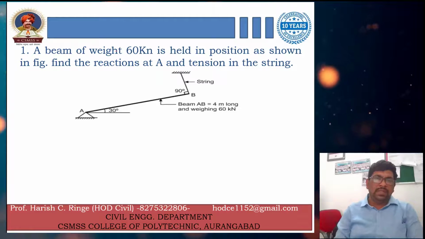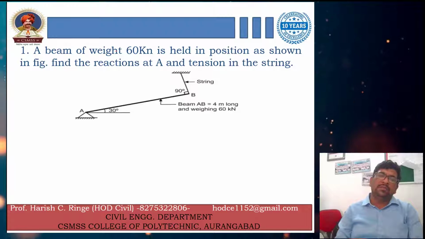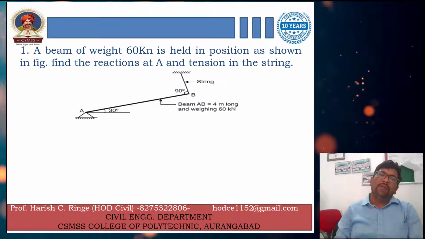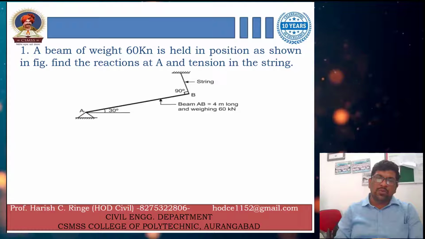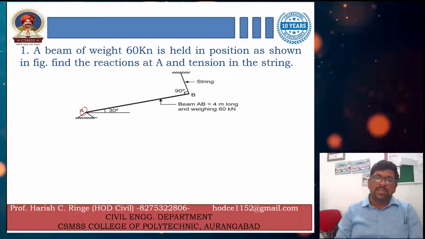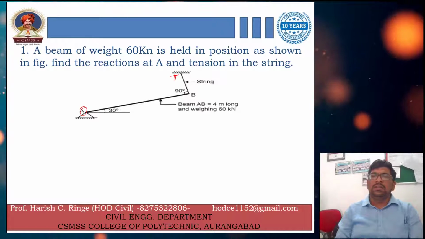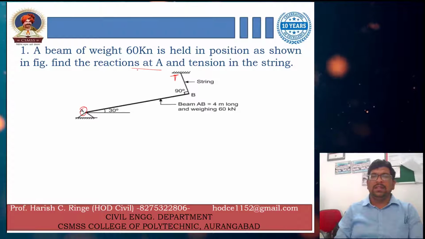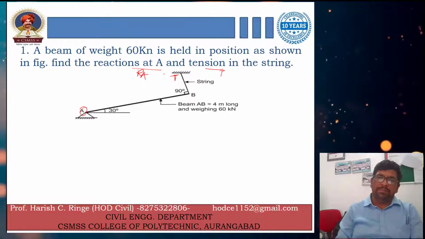So write down the problem: a beam of weight 60 kilonewton, the self weight of the beam is given, which is nothing but 60 kilonewton, is held in position as shown in the figure. Find the reactions at A and the tension in the string. So we have to find out the reaction at this point, that is RA, and obviously the tension, that is T, will be there. That we have to find out in this particular problem.